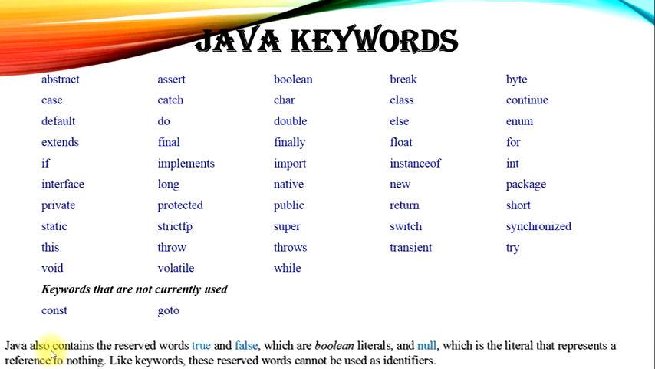Also, Java contains some reserved words like true and false. True and false are reserved words which represent Boolean literals. Then null. So these three, true, false, null, cannot be used as variables. Some textbooks or some tutorials refer to variables as identifiers. They are the same, either variable or identifiers. So reserved words or keywords cannot be used as an identifier.